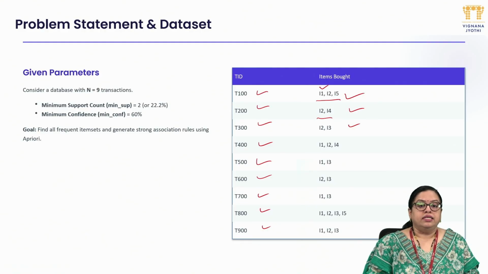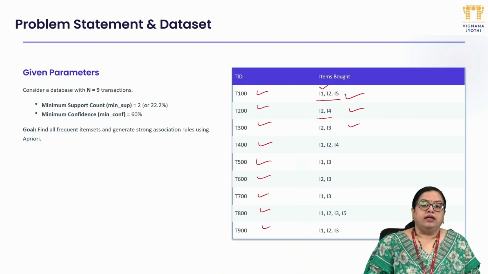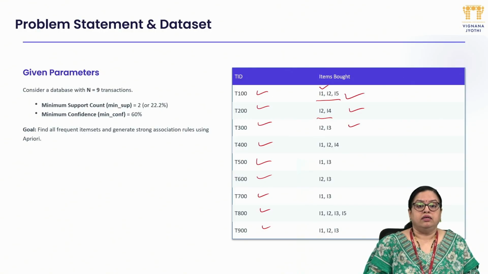On the left side, we first analyze what the problem statement is in that question. There are 9 transactions given, and the question gives a minimum support count equal to 2. Support we count across transactions: suppose I1, I2 and I5 are there, among these 9 transactions, how many I1s are there? From that we calculate the minimum support, which is 2, that is 22.2%, and the minimum confidence given is 60%.